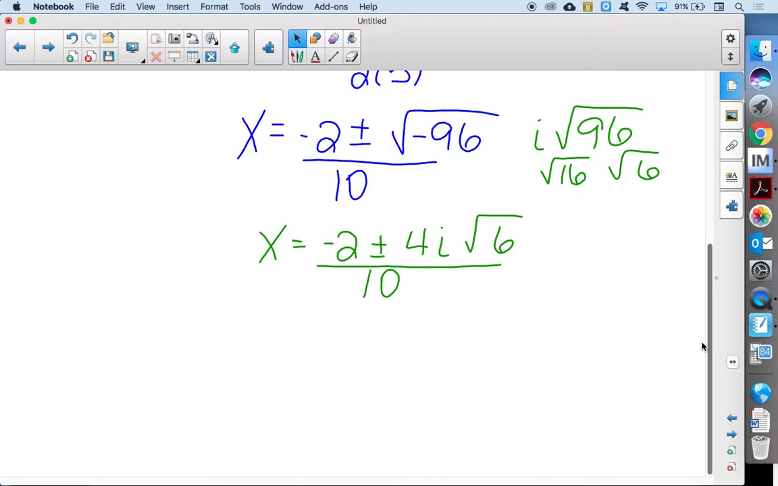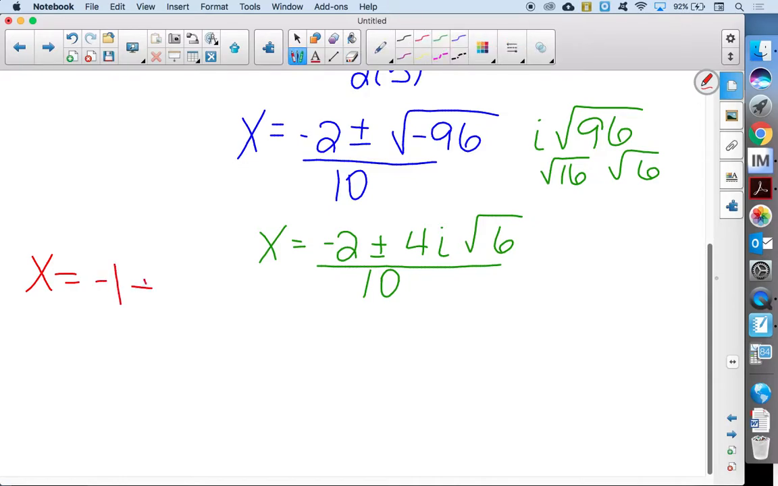So Ray was asking this question at the beginning of class. He asked, do you need to simplify this further? Yes, if it can be simplified further, we need to make sure we do that. Jesse, how does this simplify further? You can divide everything by 2. We can divide all of it by 2 because 2, 4, 10, they're all divisible by 2. And if we divide all of that by 2, Jesse, it would become x equals -1 plus or minus 2i times the square root of 6 over 5. Nice job.